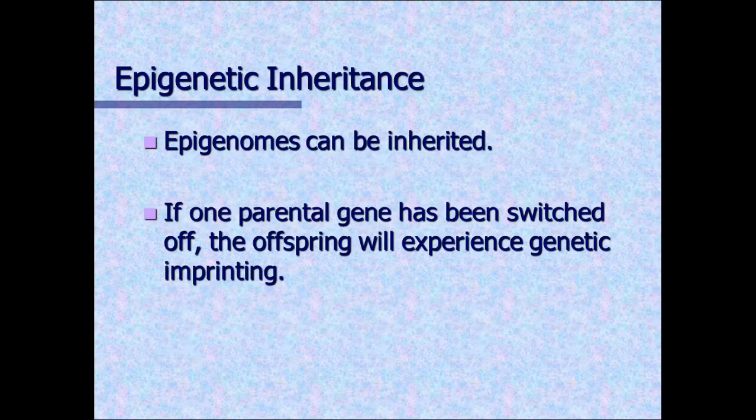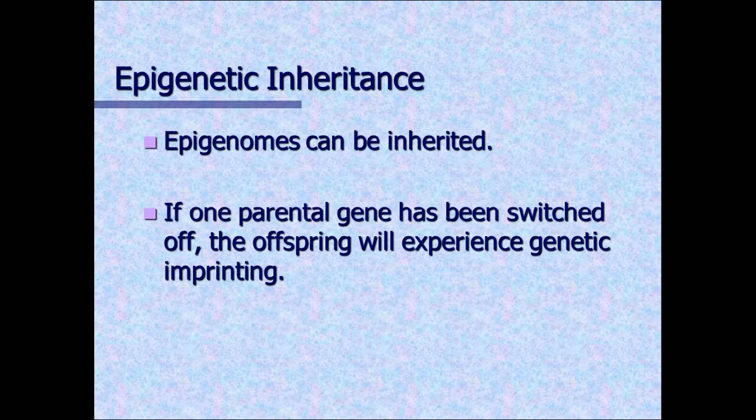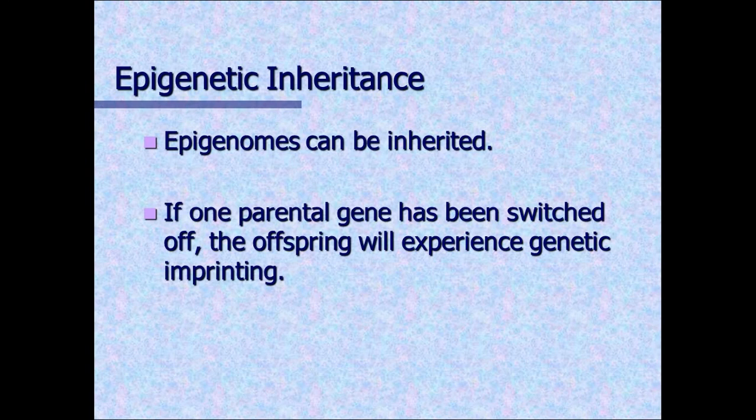Epigenes can be passed to the offspring through egg or sperm as chemical tags on the DNA and on the histone proteins. If that epigene turns one of the parental genes off, the offspring will experience what is called genetic imprinting. Genetic imprinting means for that particular gene, the offspring is haploid. It operates as if it has only one gene for that particular trait. And we will talk about genetic imprinting in the next chapter.